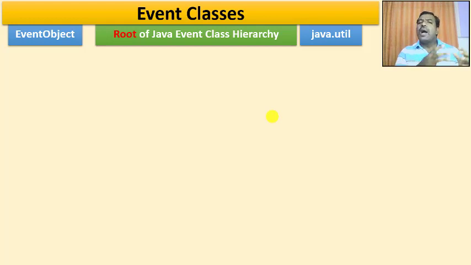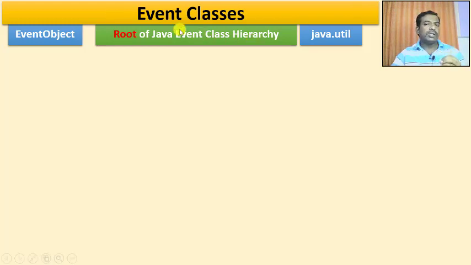Now, to create an event object or a listener object, what do I need? I need a class, through which I can create or manage any object. That is where we talk about an event object. We have a class called EventObject, and this EventObject class is the topmost class in the class hierarchy when you talk about event handling.